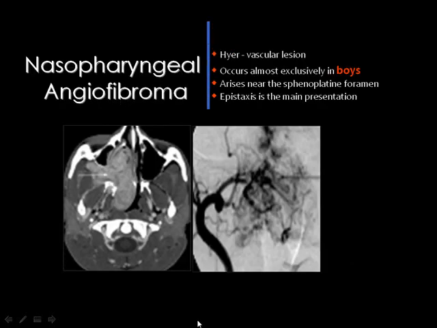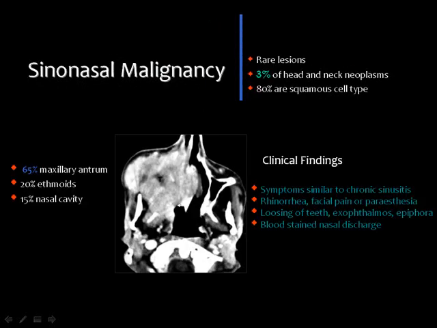Then this is also a benign lesion which exists in the sinonasal area, which is the nasopharyngeal angiofibroma. You know that this lesion is particularly occupying part of the nasal cavity and part of the nasopharynx, and it is very vascular and is almost confined to boys. Angiography sometimes is helpful for diagnosis and also for preoperative embolization to decrease the vascularity of the lesion.